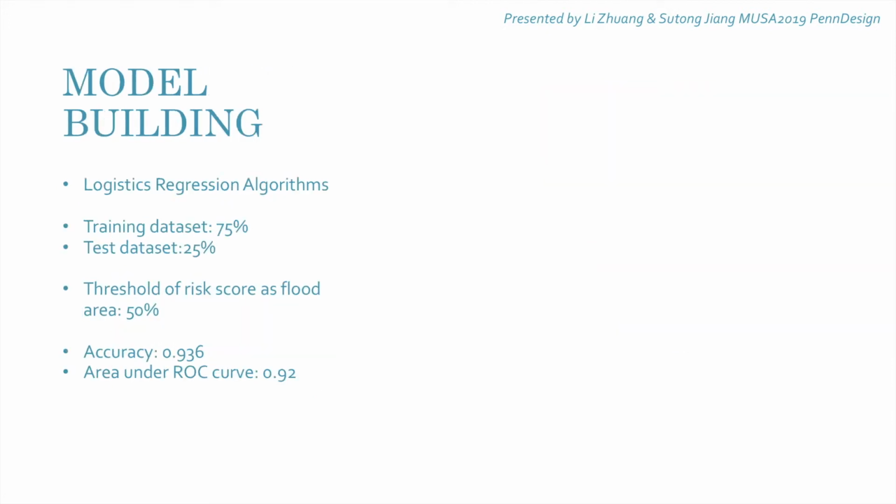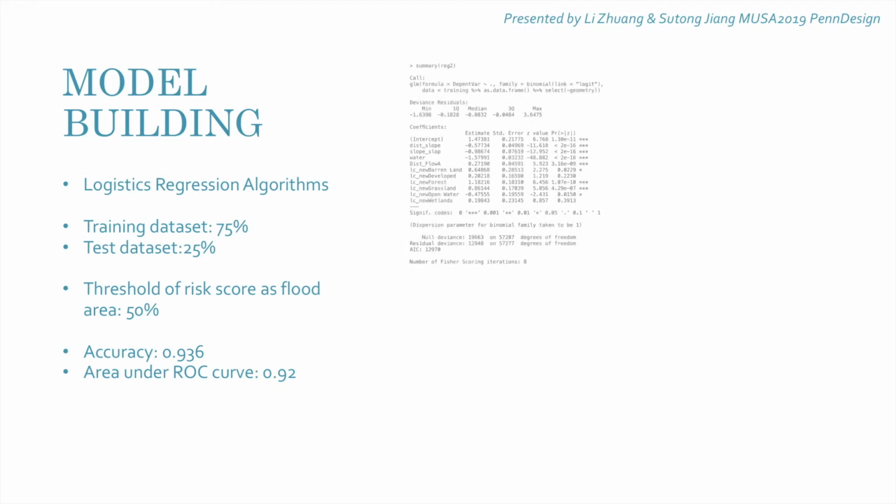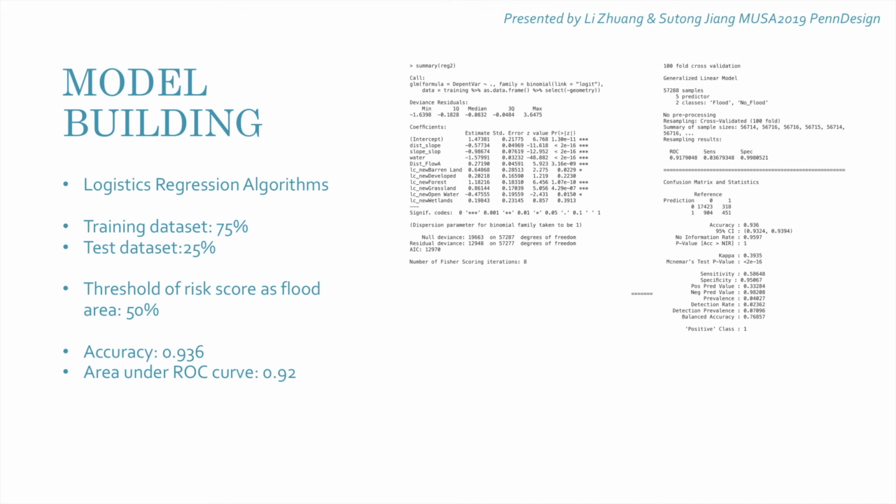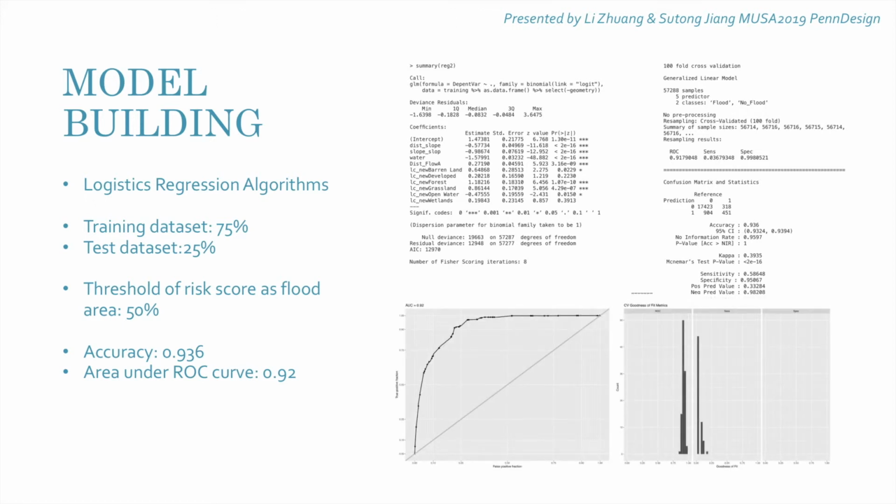75% of the Calgary dataset is picked randomly to train our logistic regression model, and then the model is applied onto the remaining 25% of the dataset. Our threshold for the flood area is 50% probability. The results show in the confusion matrix that statistically, our model reached an accuracy of 0.936, which is higher than our expectation of 0.8, indicating a big success.